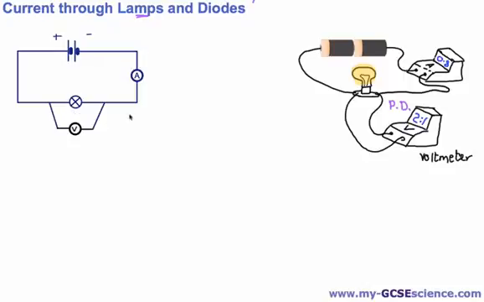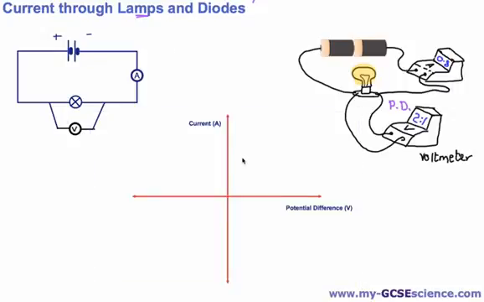Now we could measure the different current that goes through the lamp for different potential differences, and we would draw a graph with axes that look a bit like this. So we could change the potential difference here. We could go from maybe 2 to 4 to 6 to 8 and so on, and for every different potential difference we could measure the current and see how that changed. Now for a lamp, this graph would look a little something like this.